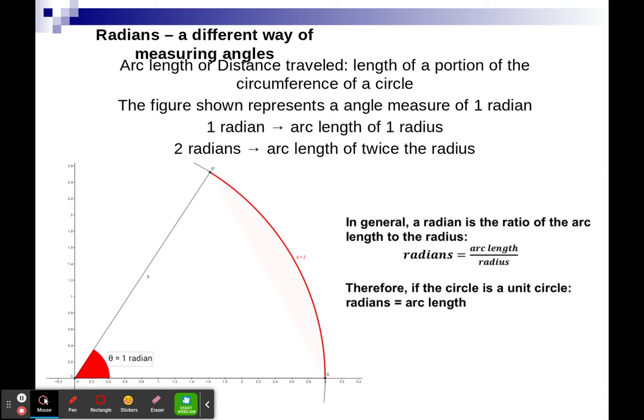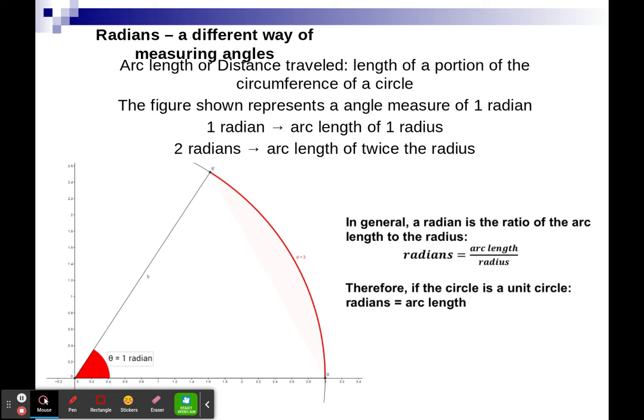What that means is that the circumference is, of course, the distance around the entire circle. We know that already. The arc length, or the distance traveled, is the distance around a portion of the circle. So you can see in this diagram right here, I have an arc, which is part of a circle. And the arc length, or the distance traveled, would be the actual length of that arc.